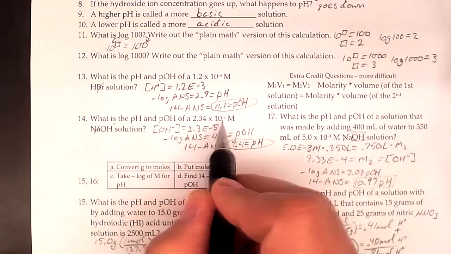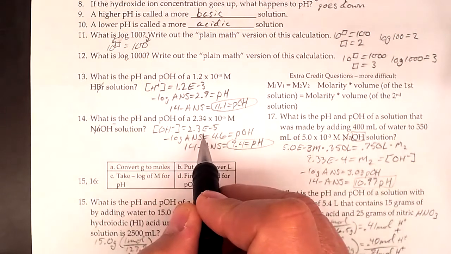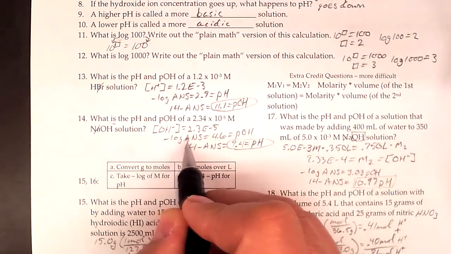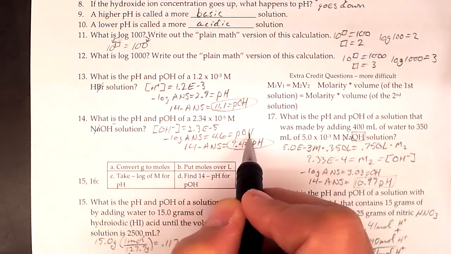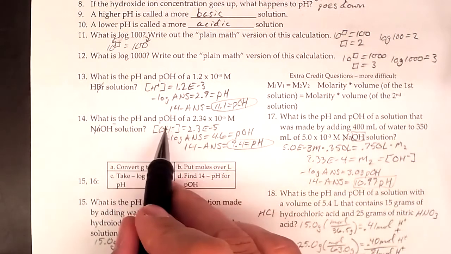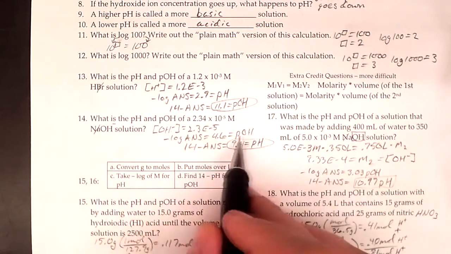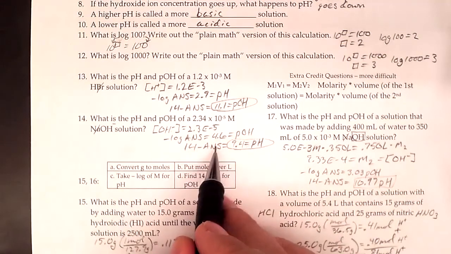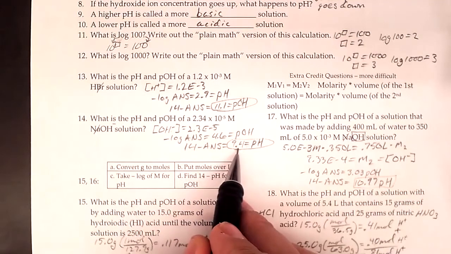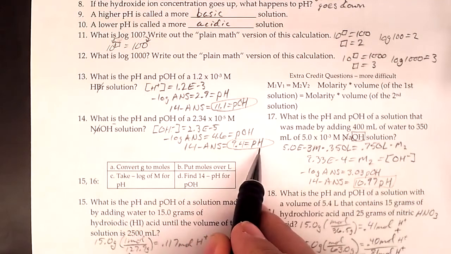So I'm going to borrow this molarity number for this, and then negative log of that answer will give me a value, and that is pOH. If I use the OH minus molarity, I will get pOH. And 14 minus that number will get me the other one, will get me pH.